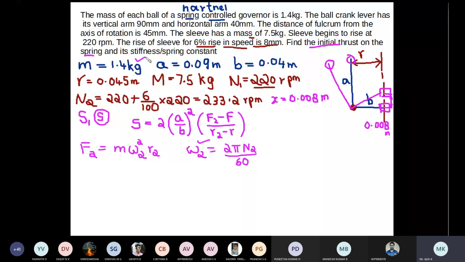But what is R2? R2 means, so this diagram if you consider, this is R2. Always minimum radius will be R or R1, maximum radius will be R2. This R1 is given in the question, R or R1 is given in the question. It is 0.045 meter. But how can you calculate R2?